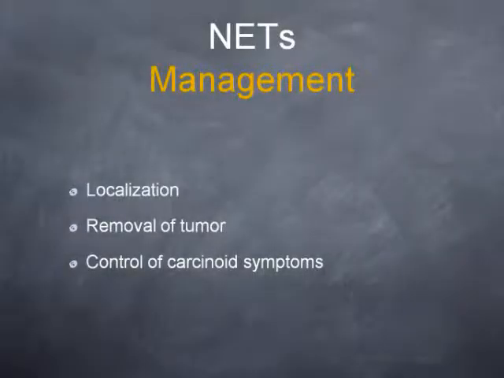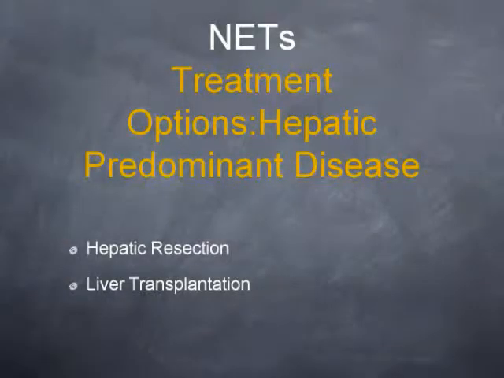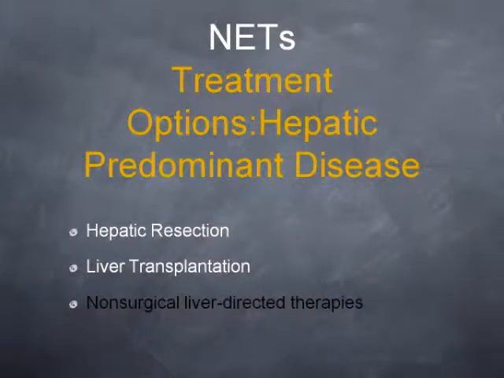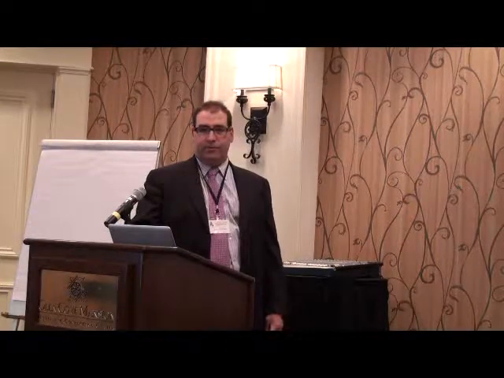So neuroendocrine tumor management, our goal is to localize the tumor, remove the tumor, and control the symptoms. Treatment options for hepatic predominant disease, there's hepatic resection and liver transplantation. Those are the surgical options. And if there isn't a surgical option, then there's a chance of non-surgical liver directed therapies that may fall into the domain of the interventional radiologist. And we're going to talk about those.